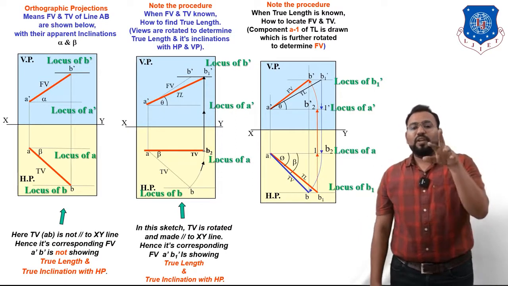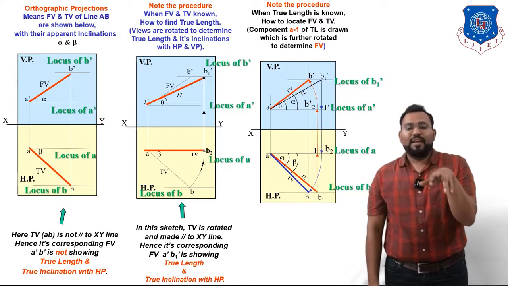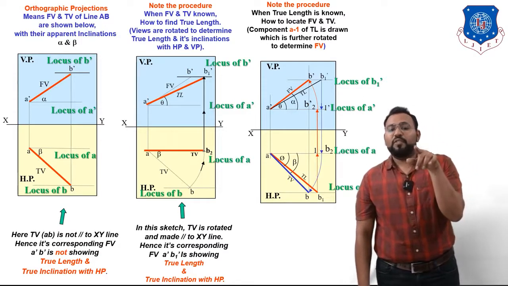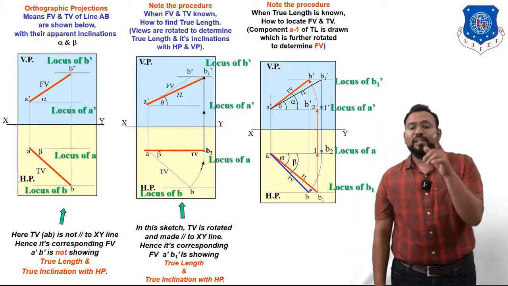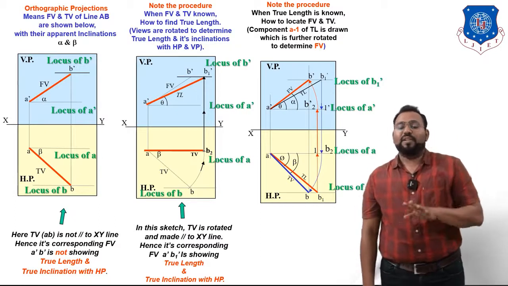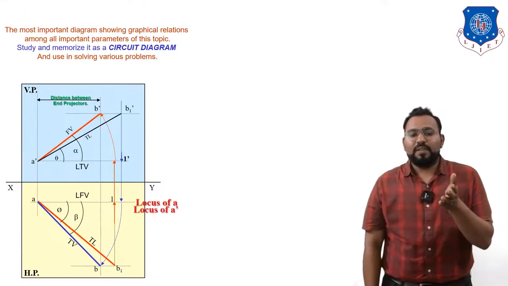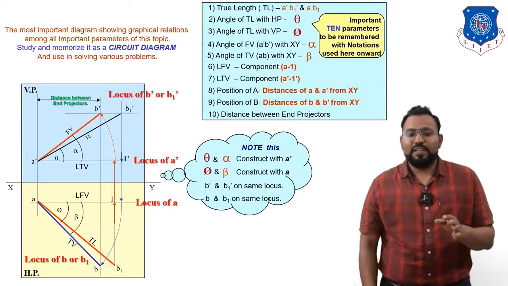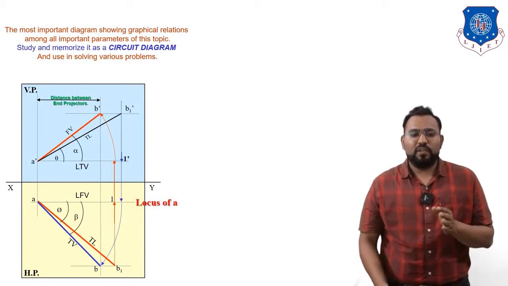So you can say that in front view we are mentioning the angle alpha, in top view we are mentioning angle beta, in true length in front view we are mentioning angle theta, and in true length in top view we are mentioning angle phi. Okay, so if you remember this master slide over here, you can solve any problem. So you can see it on your screen. Let us see it over here.